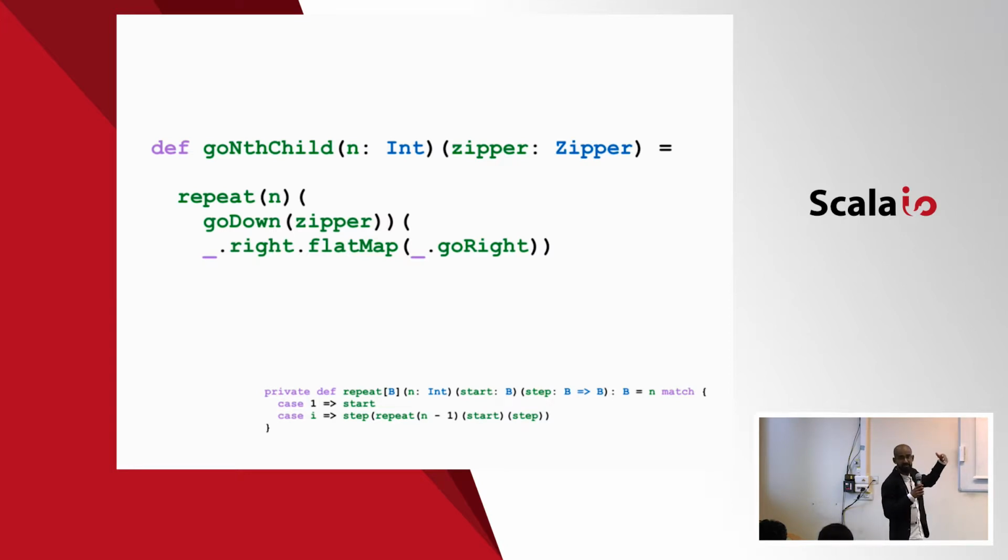So this is another derived traversal that says go to the nth child. It's a combination of two types of traversals, going down and then going right n times, right? So that gives you the nth child. I've used this helper function repeat that starts with go down of zipper and then repeats the second argument function n times. So go down once, and then if it succeeds, so .flatMap, go right once, and then do that n times, essentially. So that's how you derive traversals by combining these atomic primitive traversals.